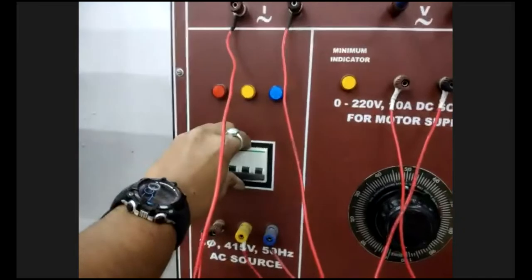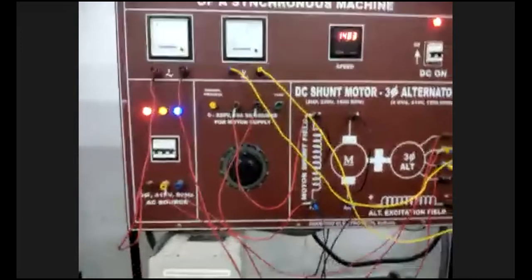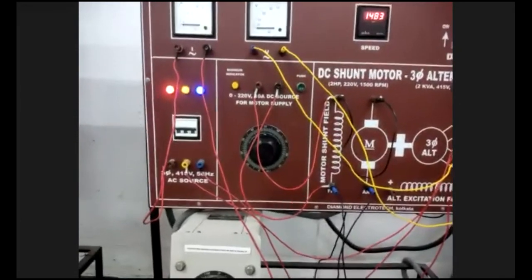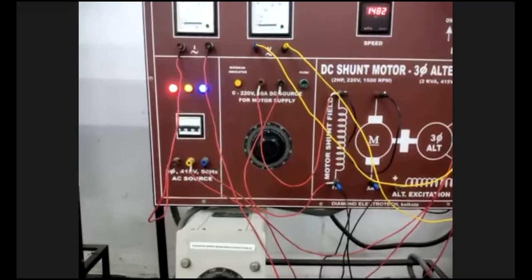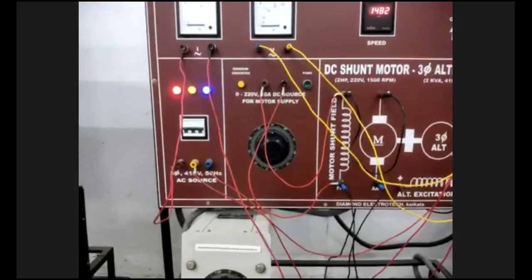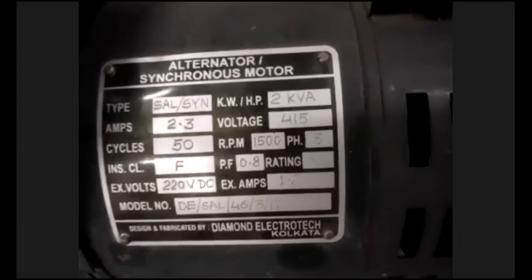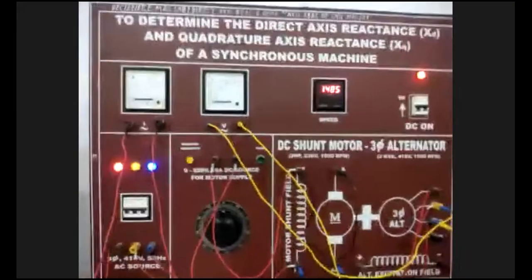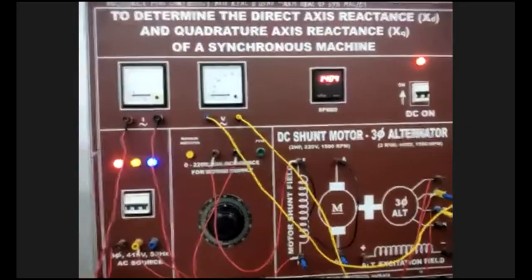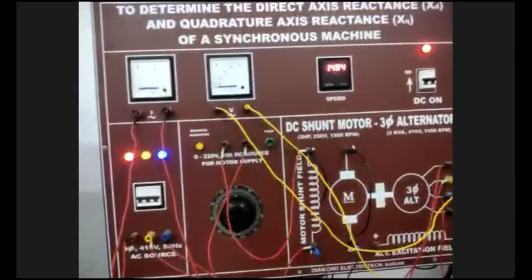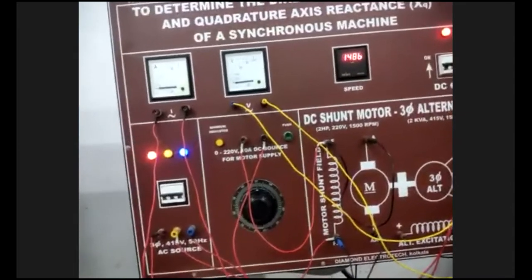After that, we switch on the three-phase power supply. Apply 20 to 30% of the rated voltage. What is the rated voltage here? Please tell me the rated voltage. 415. So we have to apply 20% of 415 volts. What is 20% to 30% of the 415 voltage?